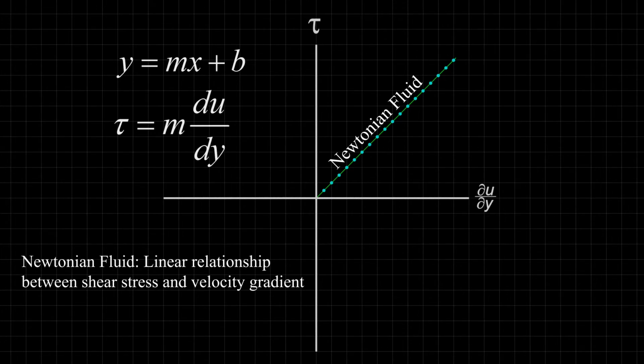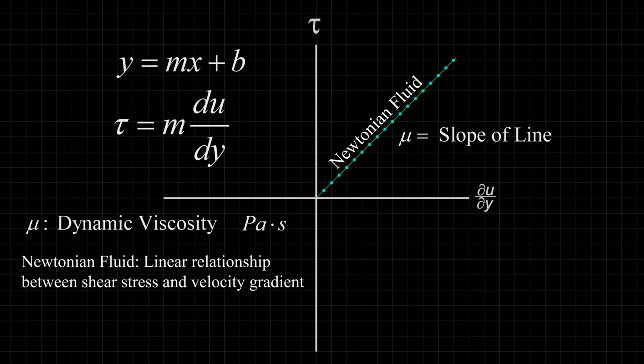Tau equals m times du by dy. Here, m, the slope of the line, is a property of the fluid being investigated. This property relating shear stress and velocity gradient is the dynamic viscosity, also known as the coefficient of viscosity, and represented by mu. Substituting mu into the model results in what is known as Newton's law of viscosity. Tau equals mu times du by dy.